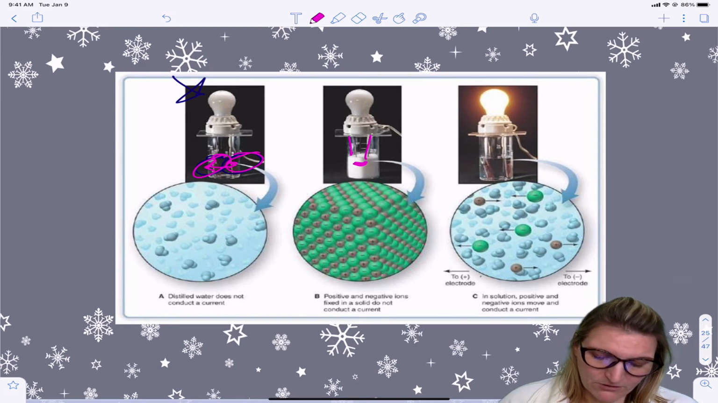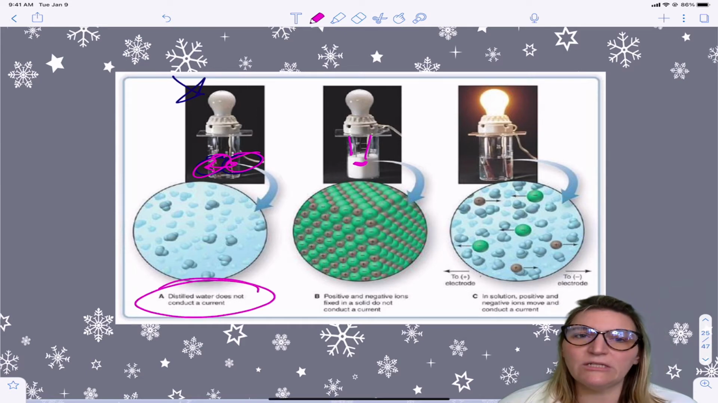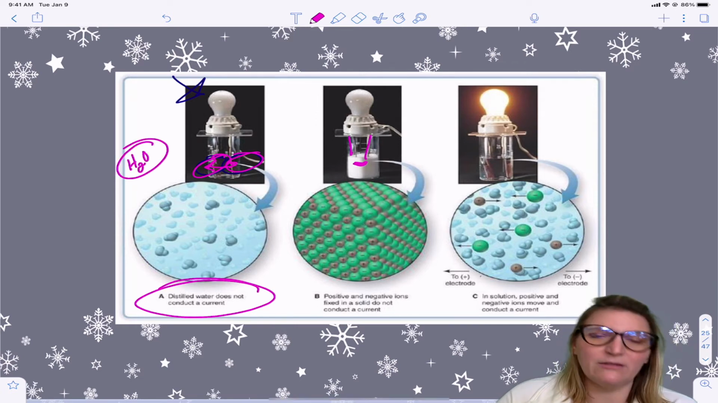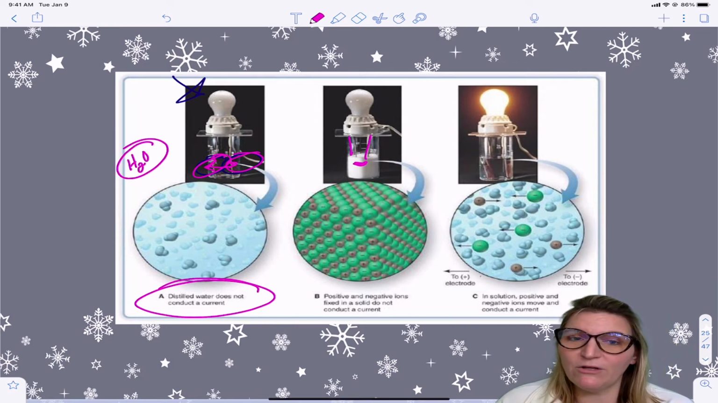So in the first scenario, it is in distilled water. In distilled water, the particles are very free to move. But remember, what are the particles in water? H2O molecules. Molecules have no charge. Therefore, the water will not conduct electricity. And that's true. Pure water will not conduct electricity.